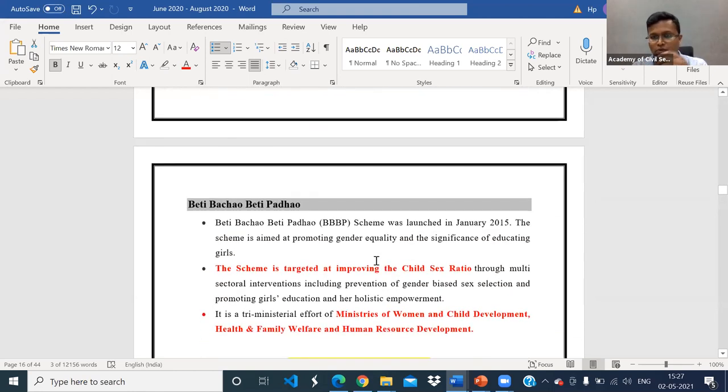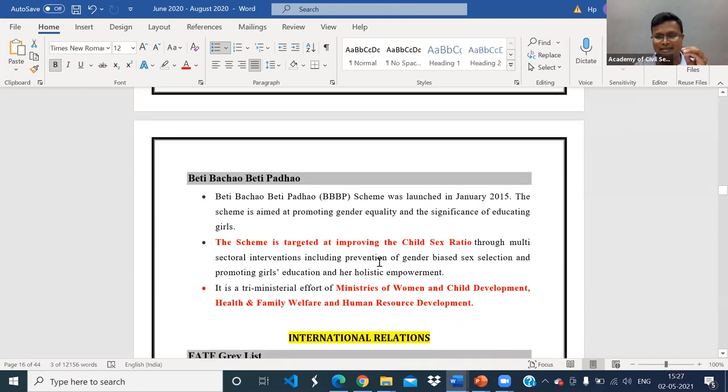Beti Bachao, Beti Padhao, all of you know that scheme. The aim of the Beti Bachao, Beti Padhao scheme is improving the child sex ratio. All these schemes were in the news in June, July, August 2020. That's why I have taken them.